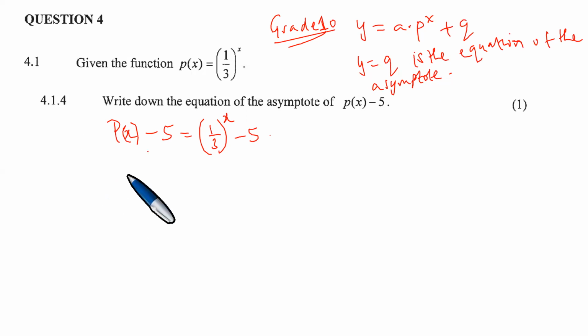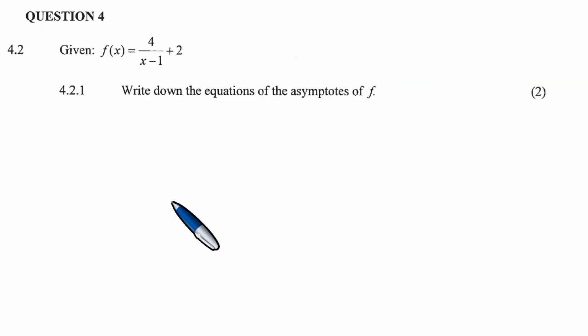So write down the equation of the asymptote. It is y equals minus 5. And that is the answer. Y equals minus 5. Write down the equations of the asymptotes of f.